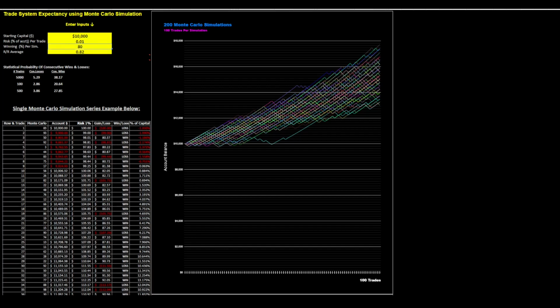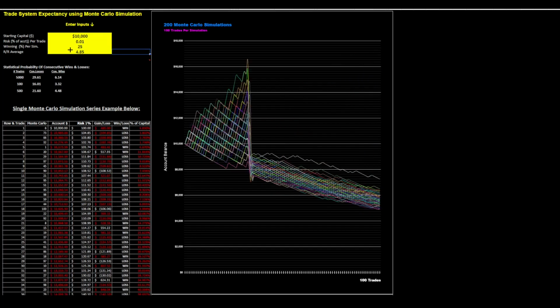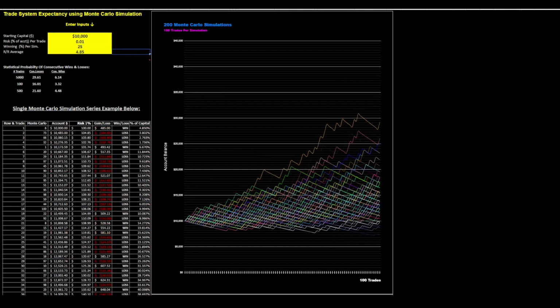Winning percentage is 25%. And our risk reward average is what? 4.85. Now let's see what that looks like. Now, you can see that some lucky souls have an incredible 100% and then 200% return on account almost. But the vast majority, again, because of the low win rate and the very big winners, you get a lot of volatility in this account.